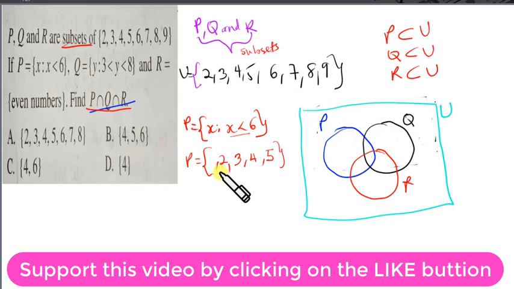Are you going to write 0? Of course 0 is less than 6. But we cannot write 1. We can't write 1. We can't write 0. We can't write -1. All these cannot be here.